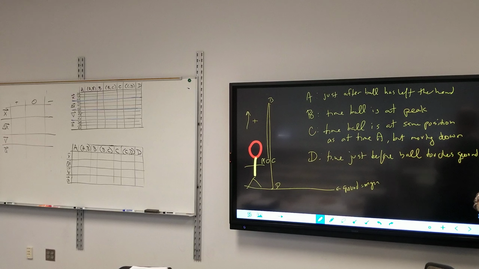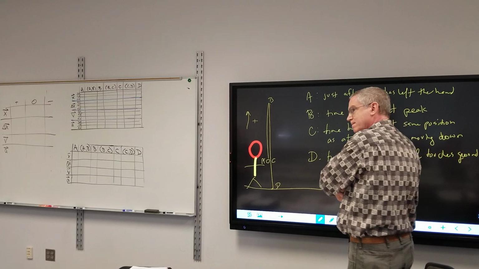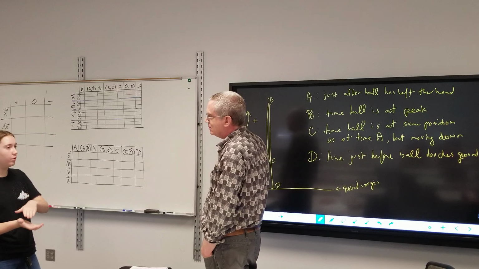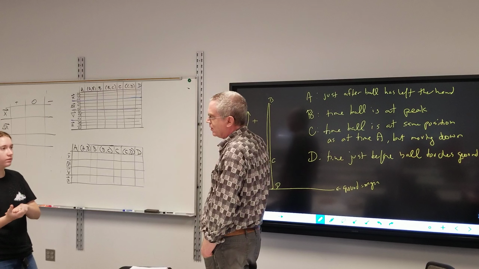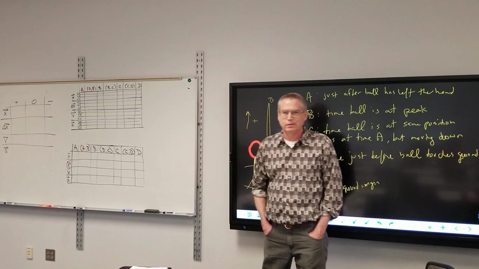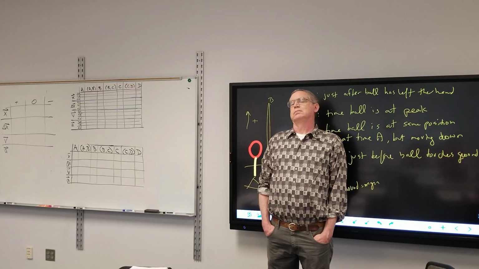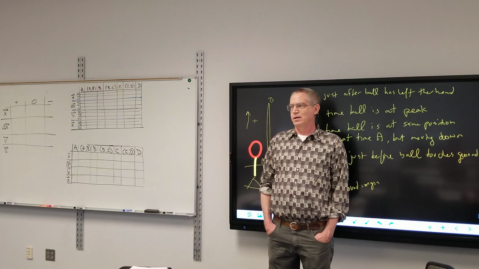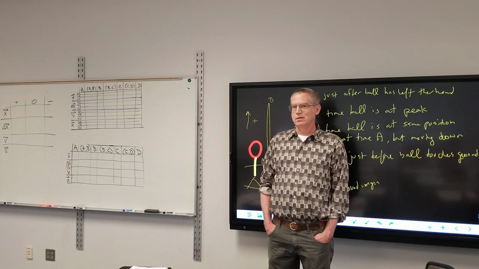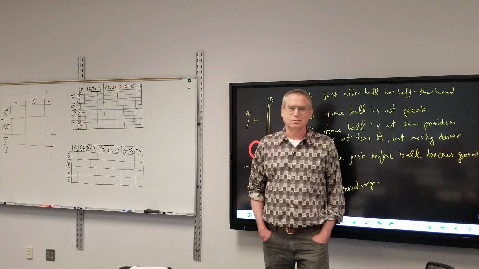All right, shall we look at this as a group? Can I ask you a question? Yes, Stephanie. So after the ball leaves the hand, would it immediately start decelerating? It immediately starts slowing down. Okay, so at A, would it be slowing down? Yes. And he said the velocity is from A to B is negative, and then from B to C to D.